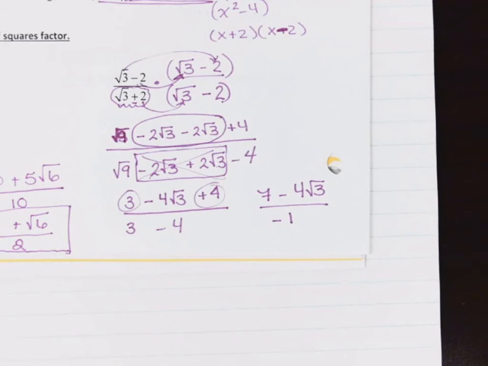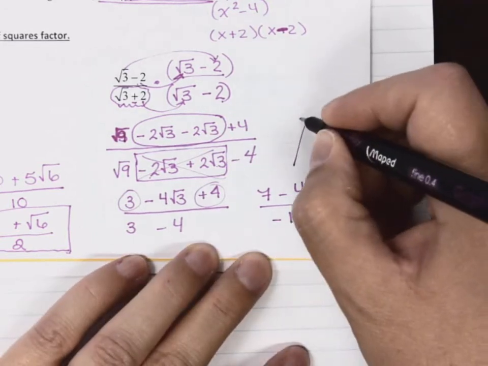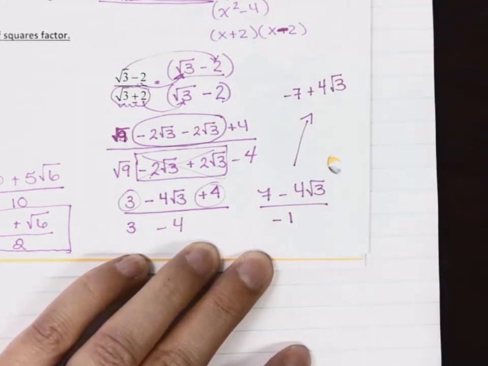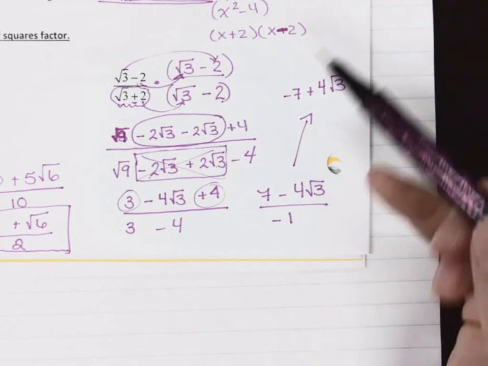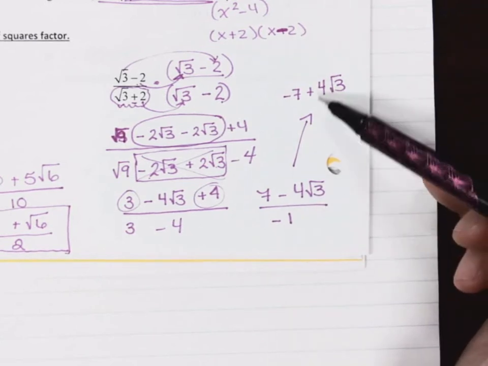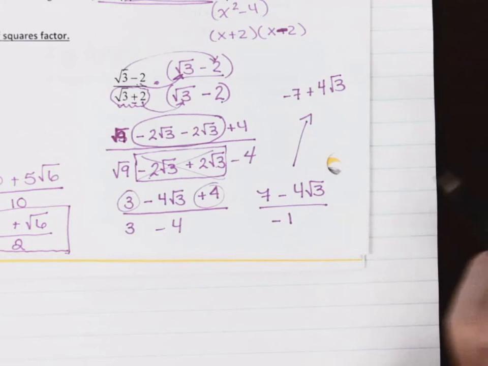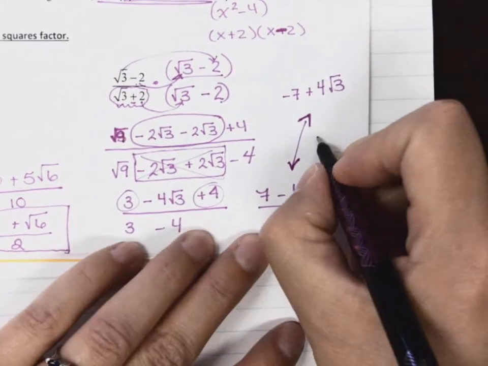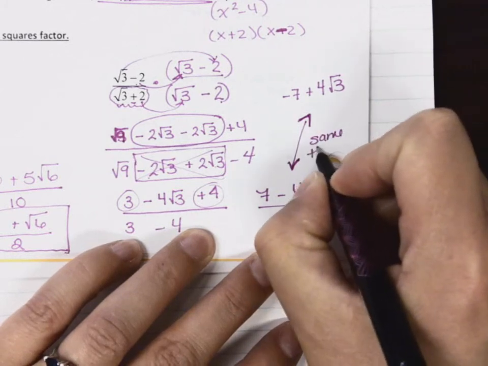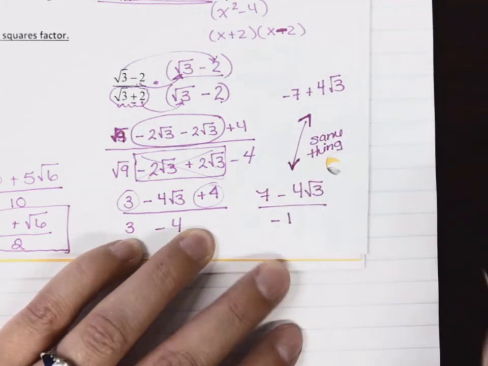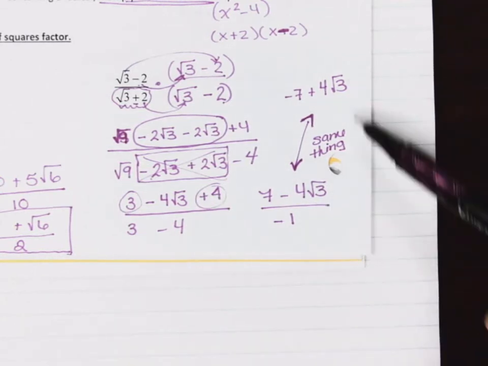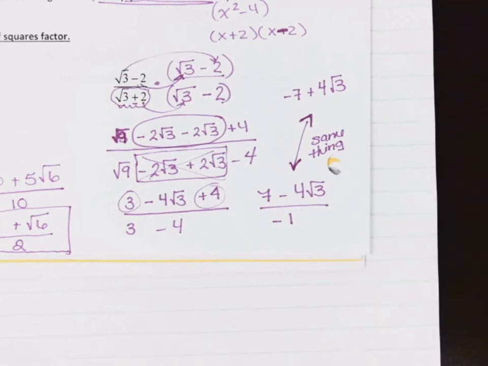Could I write this as negative 7 plus 4 root 3? Are those two things equivalent? Yes, they are. Which one's more correct? Trick question. They're both correct. You'd get full marks whether you leave it with a denominator or not. I think in some cases they'd like you to tighten it up to here, but it's okay if you leave it like that. Okay?